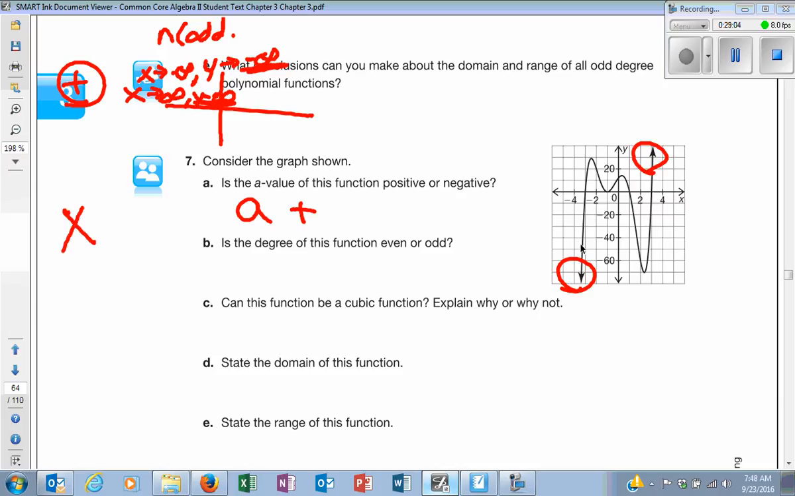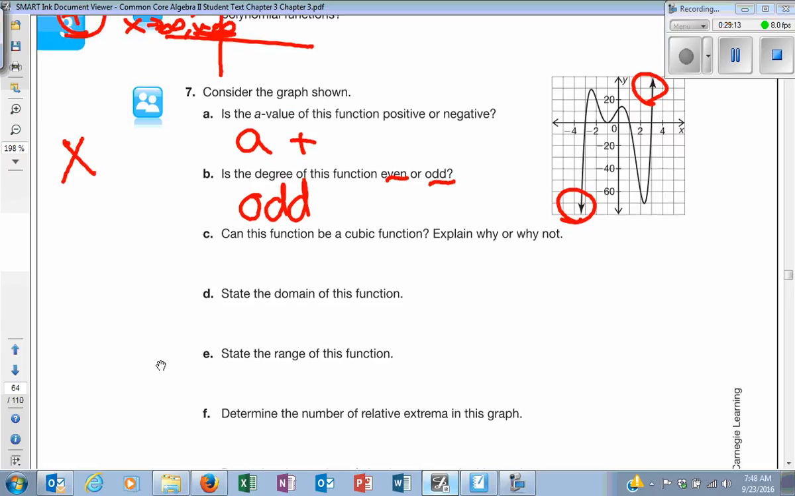The next question, is this even or odd? We already just discussed that. This has to be an odd function. Now, can this be a cubic function? Yes or no? How do I know this cannot be a cubic function? No, cubic is odd. 3 is odd. Because what? Someone said there's 4. What are you referring to when you say there's 4 what?